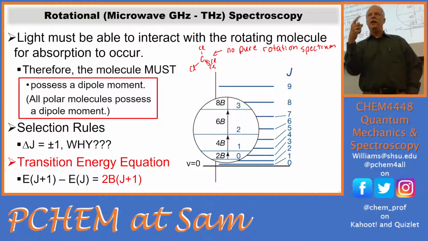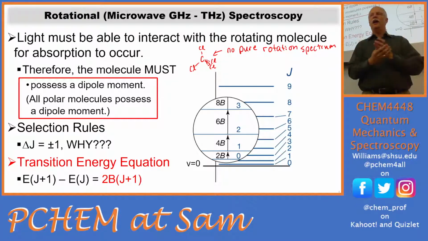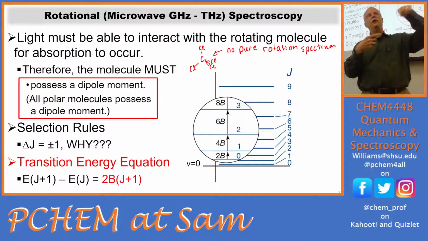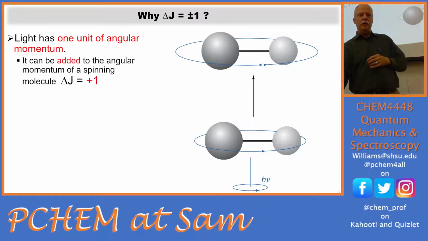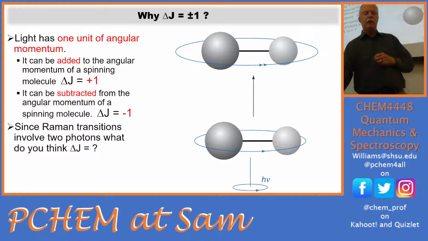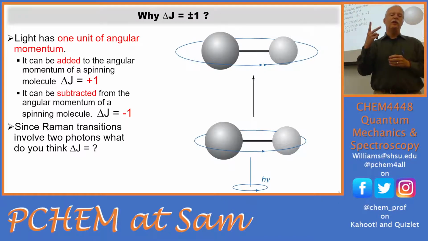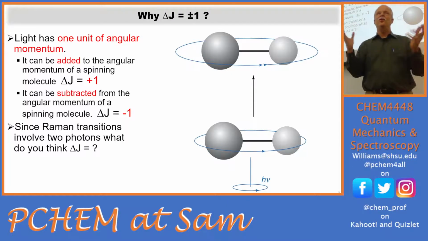If it's already rotating and light comes in, rotating in the same direction, it can give it a kick at higher angular momentum, or if light's operating in the opposite direction, it can slow it down a little bit. So that angular momentum of light can be added to the angular momentum of the spinning molecule, or it can be subtracted from that. Raman transitions involve 2 photons. So what do you think delta J is for that? I know you have it in your notes, but think about it. Okay, plus or minus 2 or 0.